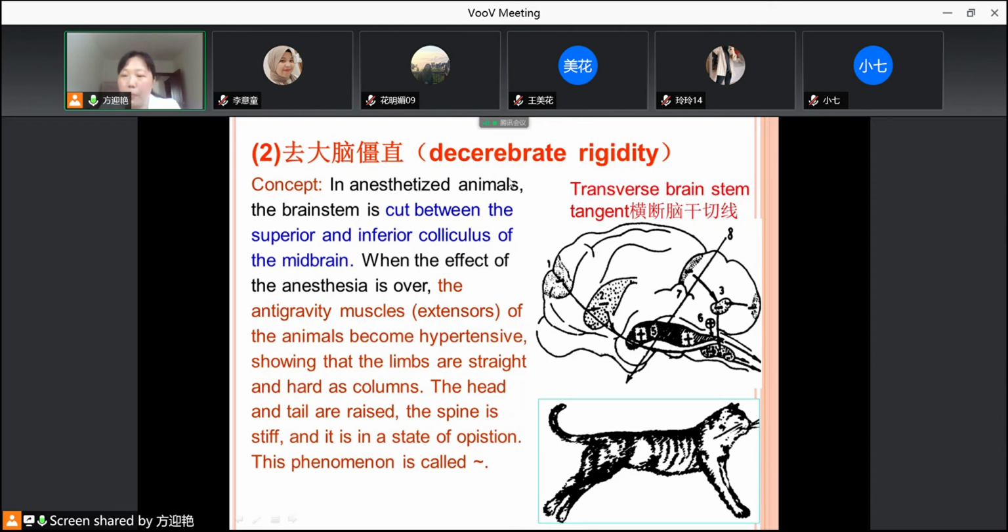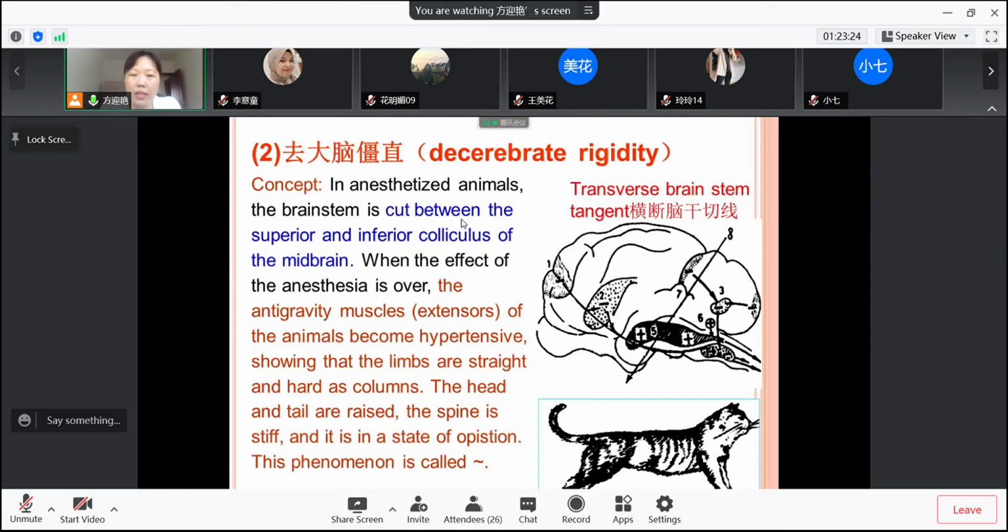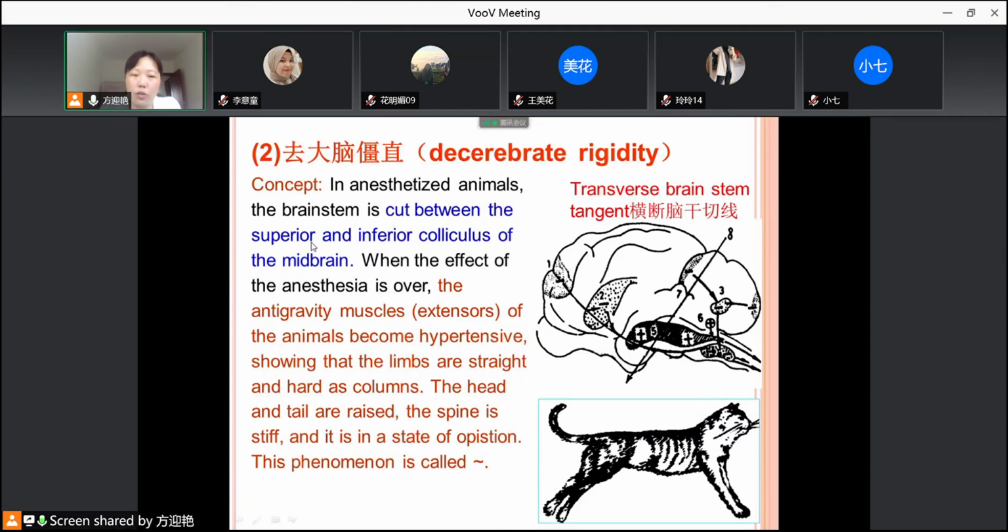So we should anesthetize the animals first. We do this because it can decrease the pain sensation, and the animals cannot feel pain. Then, in the anesthetized animals, a cut is made between the superior and inferior colliculus of the midbrain.